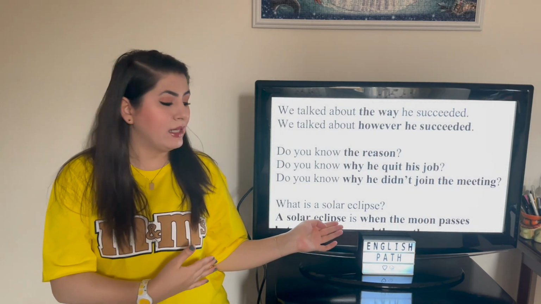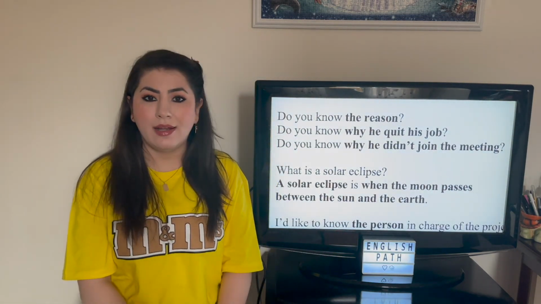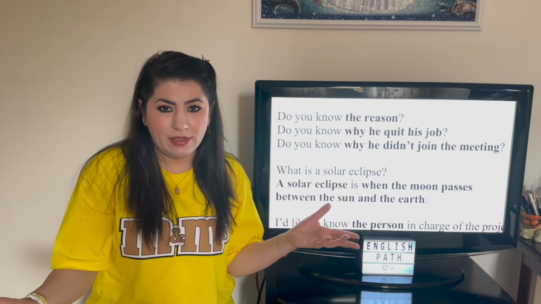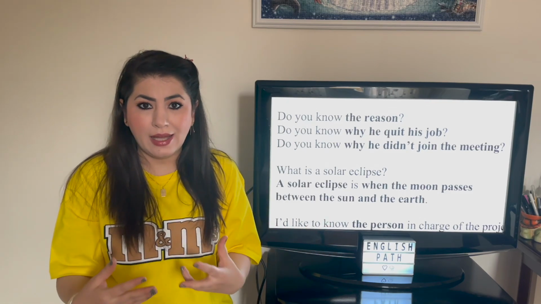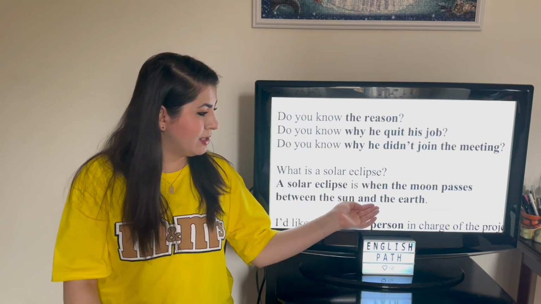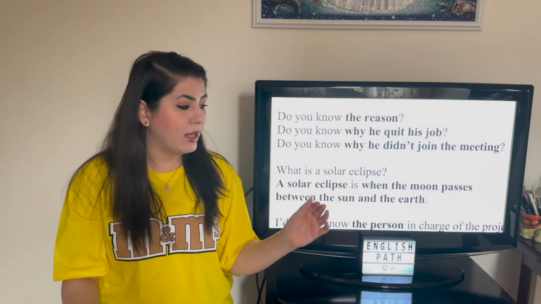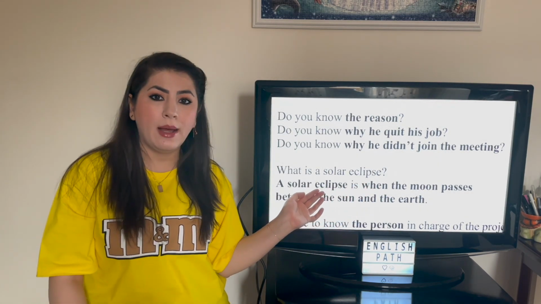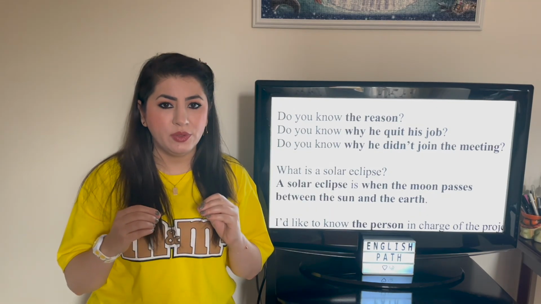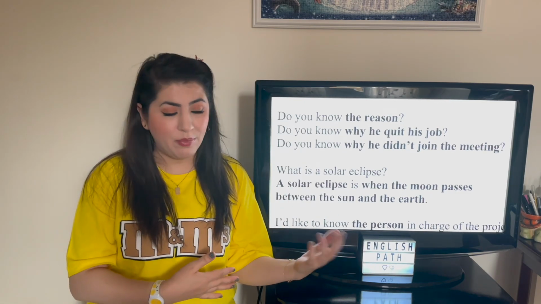So what is a solar eclipse? A solar eclipse is when the moon passes between the sun and the earth. So you know, it's a time when it happens, right? So to introduce a time, we use when. So it is when the moon passes between the sun and the earth. This noun clause, which is actually pretty long, is giving us more information about the subject, so it is the subject complement. Later in this video, I'm going to give you details on every single type. I'm just introducing them now using these examples.